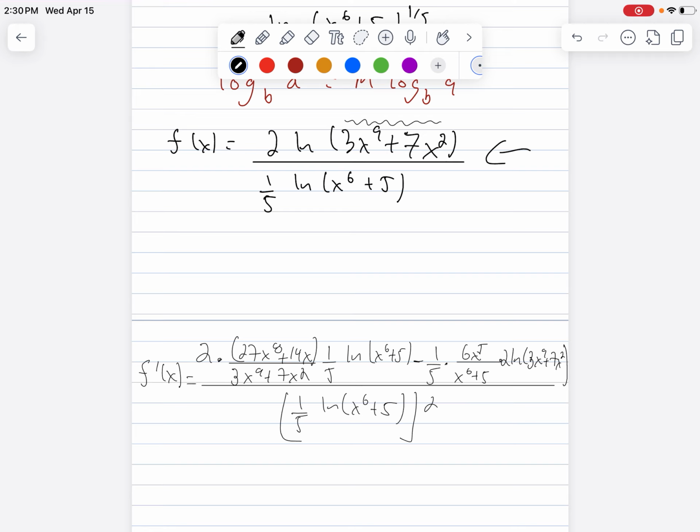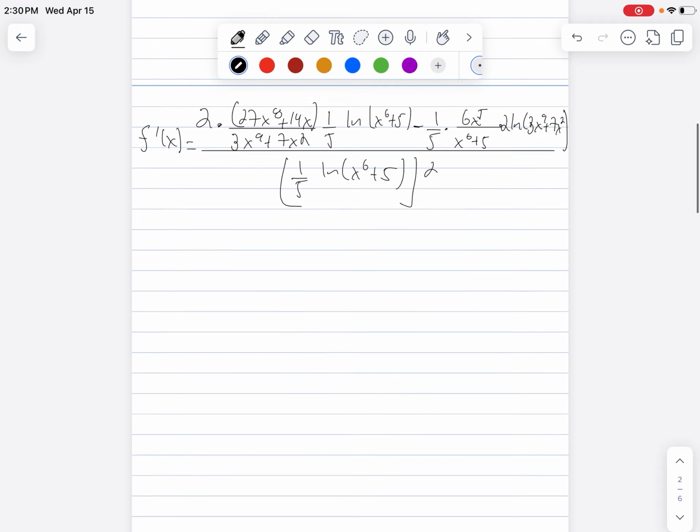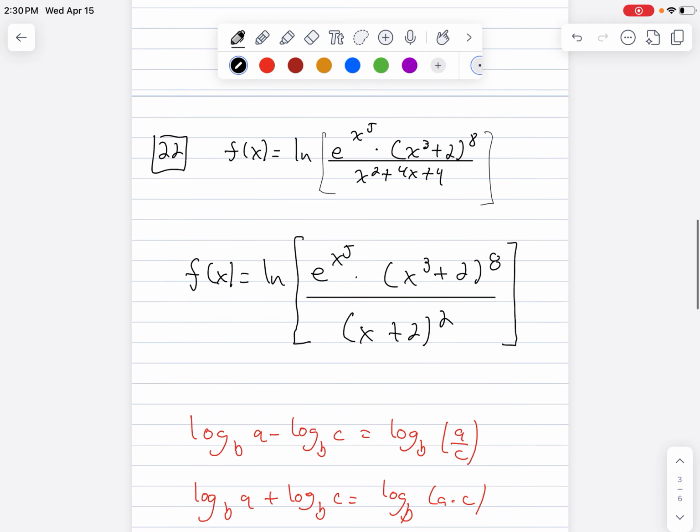So that's one example. Let me go to the next one, which is, I believe, number 22, on that same worksheet. And we have the ln of the quantity e to the x to the 5th times x cubed plus 2 to the 8th, over x squared plus 4x plus 4. Now, if you can notice this, that's great. If you didn't, that's fine. But x squared plus 4x plus 4 is an okay factorization. It's x plus 2 squared.